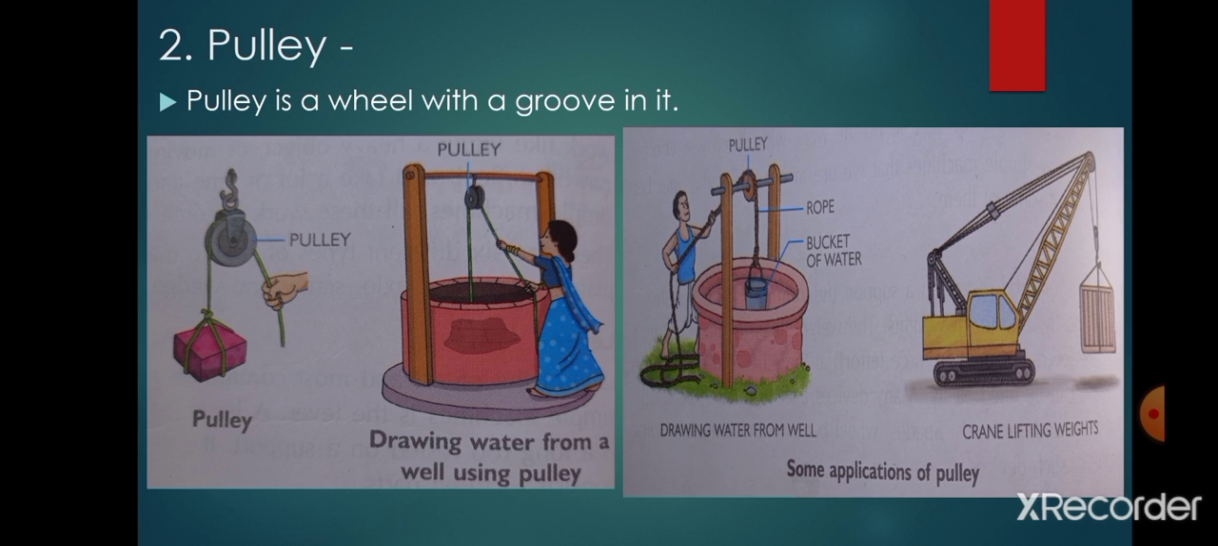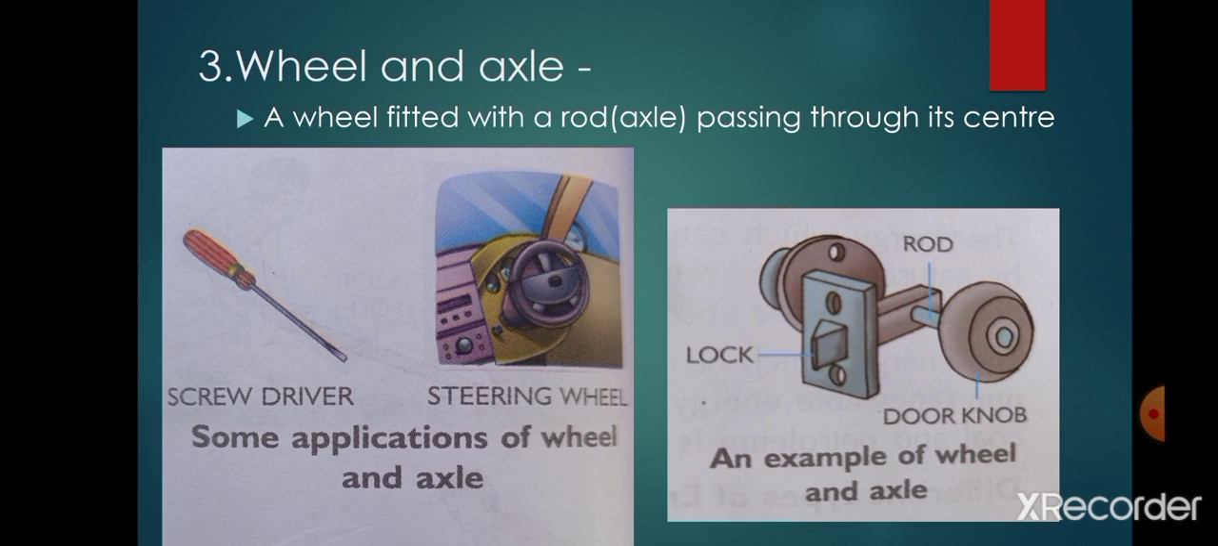When we hoist the flag, what we do is pull down the rope on one side, and on the other side the flag goes up. So this is a function of a pulley. To lift loads, cranes are used. In tall buildings, pulleys are used to pull up lifts. These are the different functions and examples of pulley.